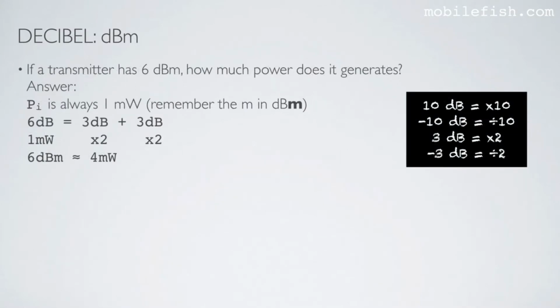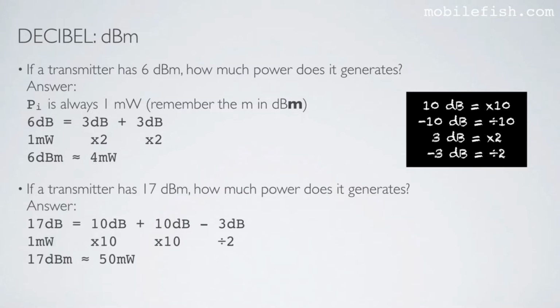If a transmitter has 6 dBm, how much power does it generate? The answer is, we know that the input power is always 1 milliwatt. Remember the m in dBm, which means we are using an input power of 1 milliwatt. So 6 dB can be written as 3 dB plus 3 dB. We start with 1 milliwatt, and 3 dB means multiply by 2. Remember the rule of tens and threes. Multiply by 2 and multiply by 2. So 1 milliwatt times 2 is 2 milliwatts, times 2 is 4 milliwatts. So 6 dBm is approximately 4 milliwatts.